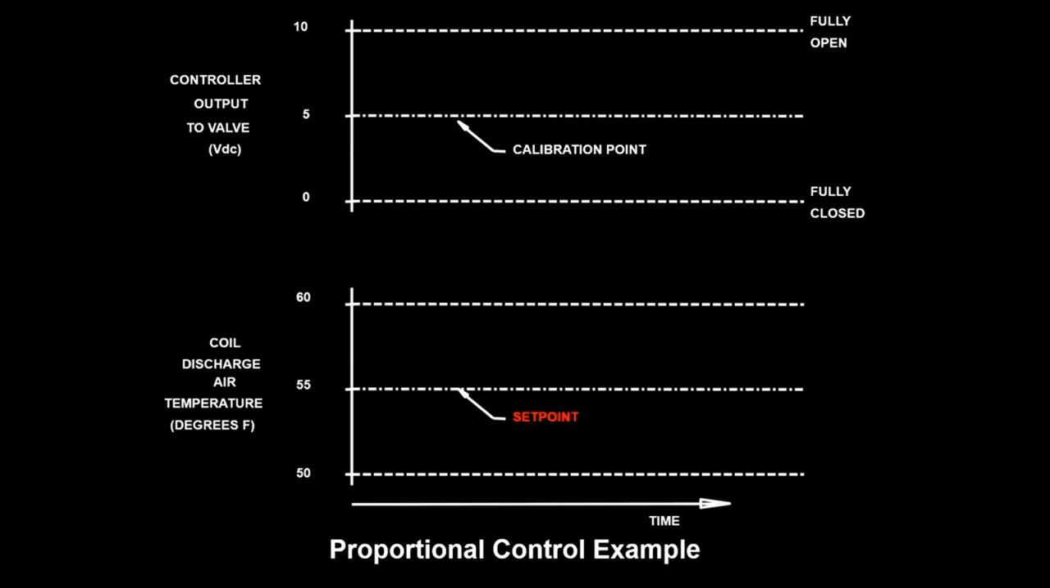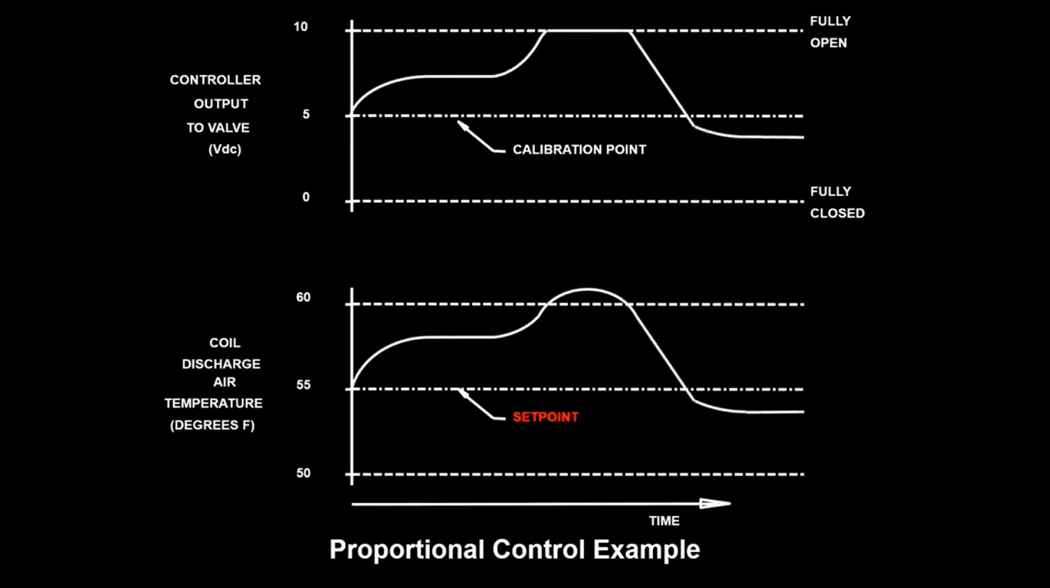And let's say on the bottom we're looking at the coil discharge air temperature in degrees Fahrenheit. So that 55 degrees is the set point that we want to be at, and we've just introduced an error. So let's see what that looks like. So we can see here that we have that magnitude response, that when we get 1 degree off of set point, we're seeing a 1 volt change in our controller output.